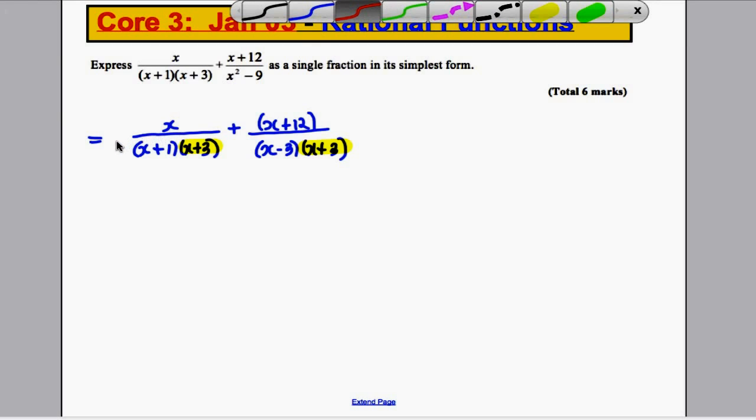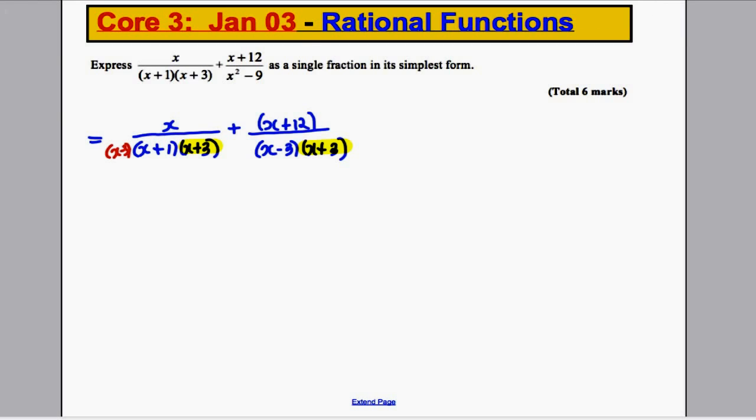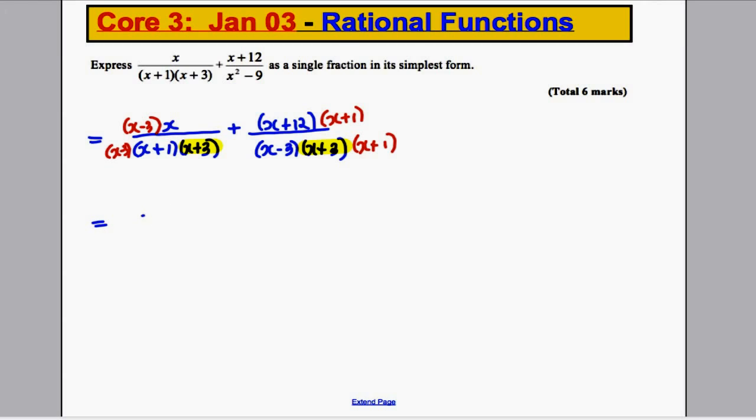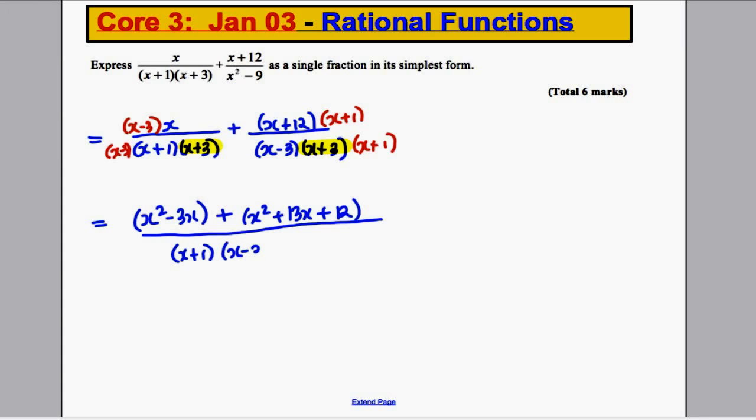So we could multiply this one here by x minus 3 on top and bottom. And we can multiply this one here on top and bottom by x plus 1. And now we can go ahead and expand here. This would be x squared, subtract 3x, keep it in brackets, plus expand this out here. With a bit of luck, you get x squared plus 13x plus 12. All of that divided by each of the factors on the bottom. I'm going to write them in this way: x plus 1, x subtract 3, x plus 3.